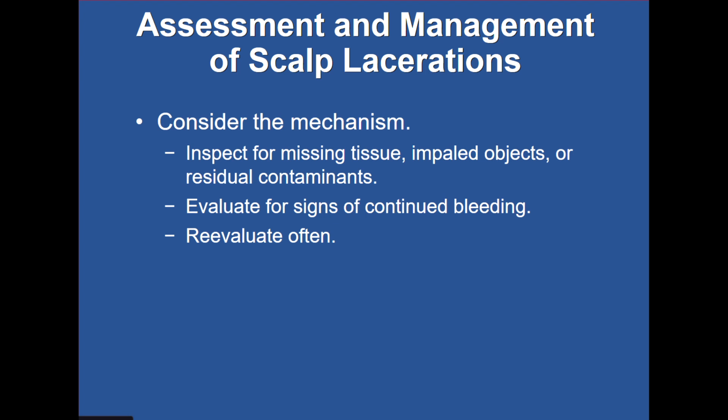Like we said, when we're considering that mechanism, we're looking for, are there chunks missing? Is there an object impaled in the head? And if that's the case, we're going to stabilize it and keep it there and transport. And just continue to evaluate our patient, get a good neuro assessment early, and then reassess that neuro assessment as well. We're not just looking at the cut, we're looking at what else could be going on.